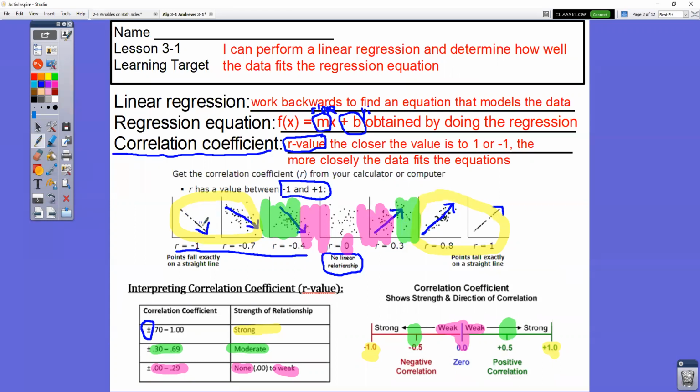When the dots do form a straight line, the line of best fit would be right along that same line, because the dots would line up perfectly when it's a -1 or a +1.